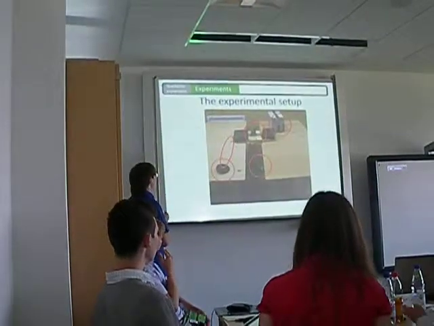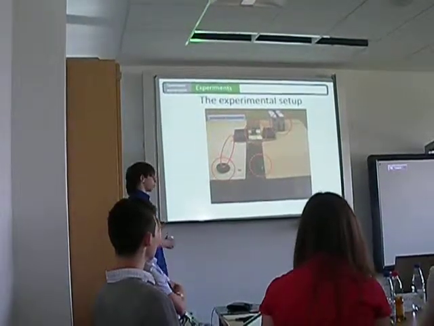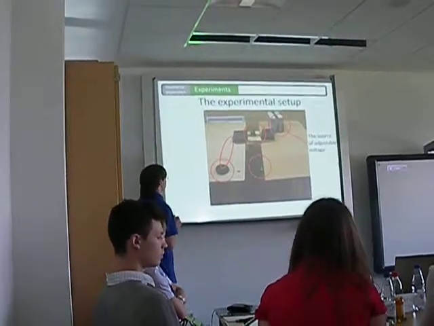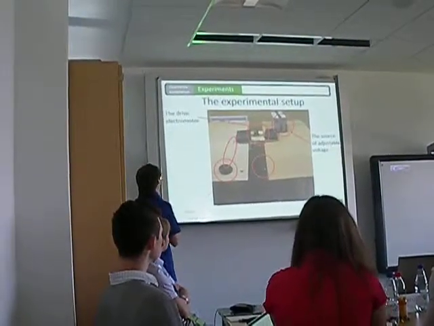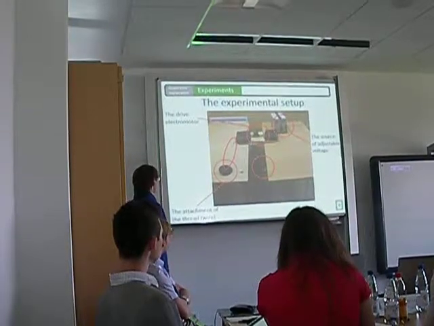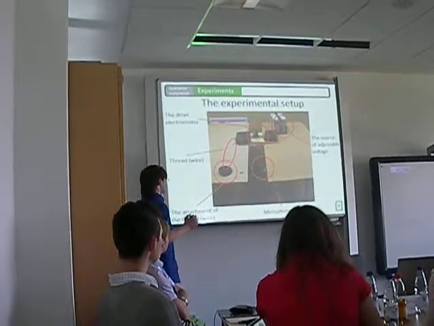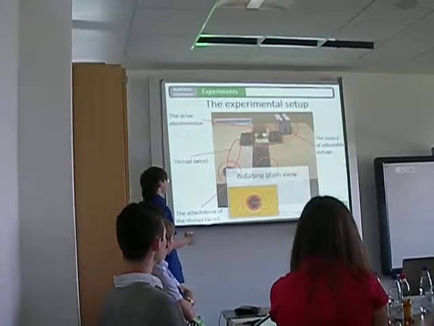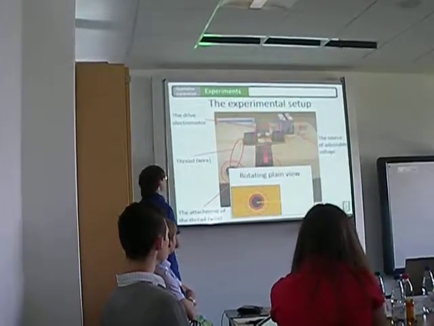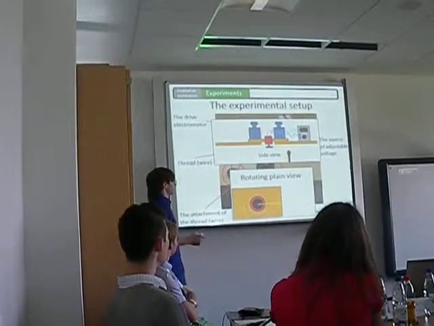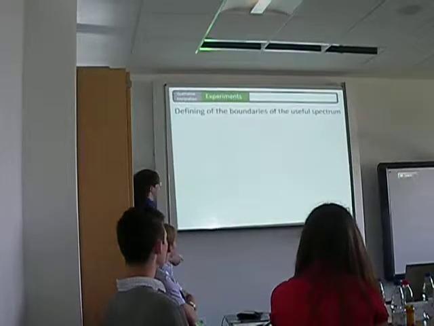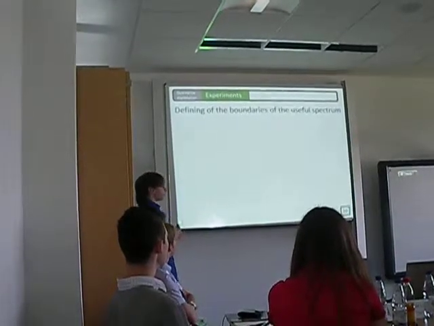First of all, we are introducing our experimental setup and its important parts. Here you can see the source of adjustable voltage, the drive electric engine, the attachment of the wire or thread itself, and the microphone or camera depending on the experiment. Also, we show the rotating plane view and the side view to help you better understand the principle of work of our setup.